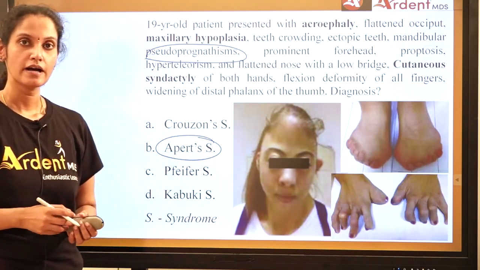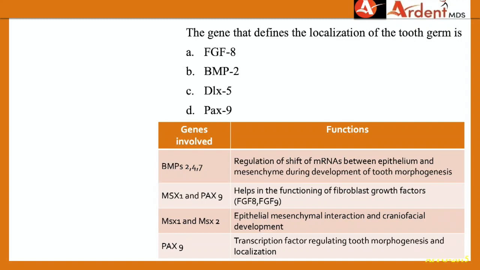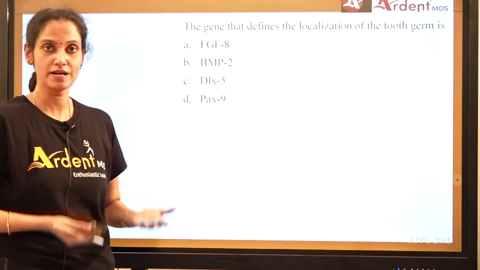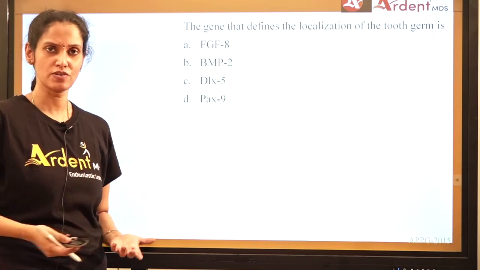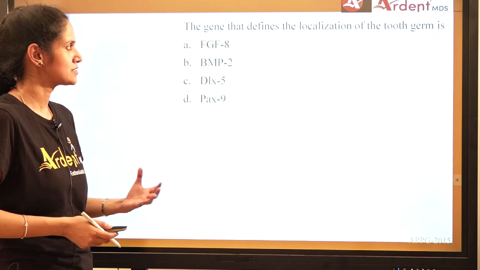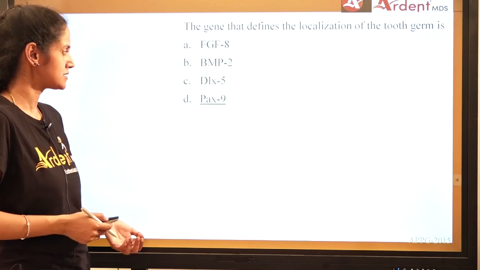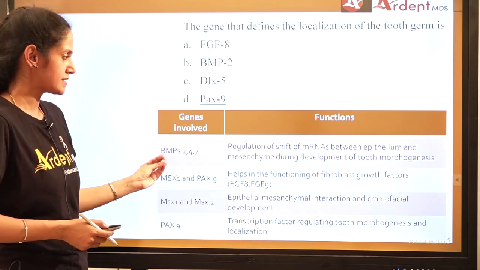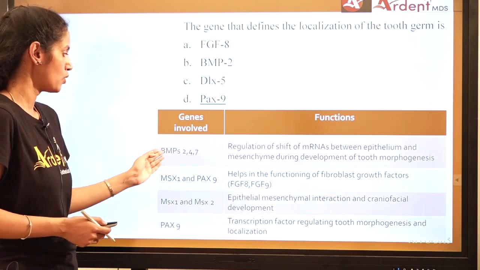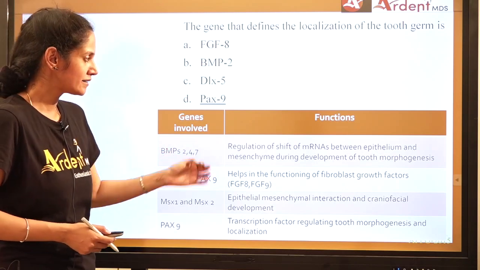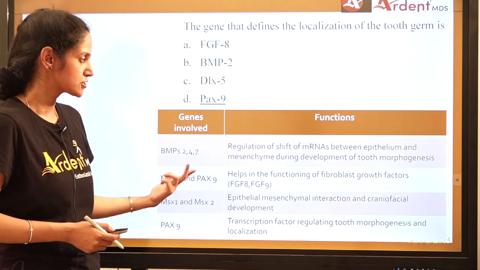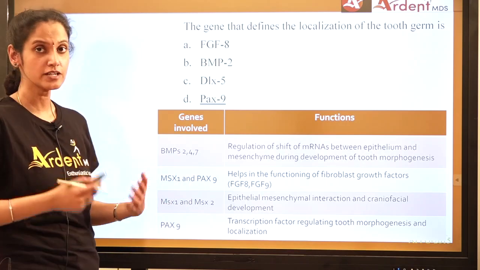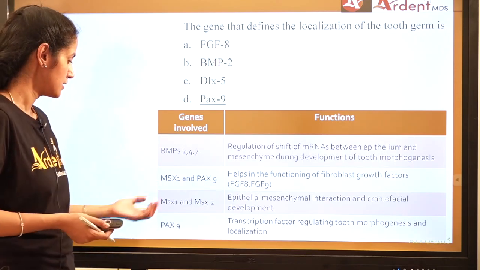Now, last but not the least, having known so much, it goes without saying that genes are basically involved in all these developmental disturbances. There is a mutation in some gene or the other, right? The gene that defines the localization of the tooth germ is PAX9. There are a few other genes. At least remember a few of the genes and their functions. Bone morphogenetic proteins 2, 4, 7 are mainly involved in tooth morphogenesis. MSX and PAX9 help in the functioning of the fibroblast growth factor. They are involved in the development of the connective tissue structures.